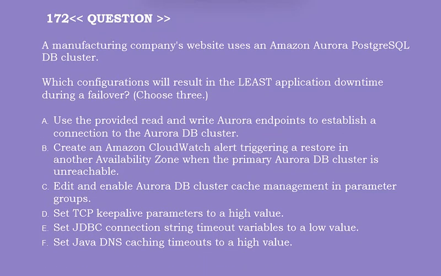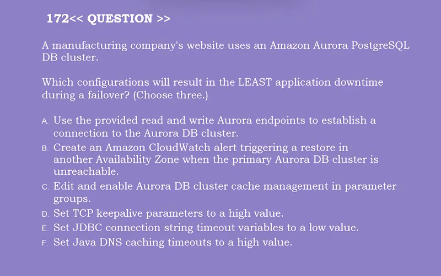Option A. Use the provided read and write Aurora endpoints to establish a connection to the Aurora DB cluster. Option B. Create an Amazon CloudWatch alert triggering a restore in another availability zone when the primary Aurora DB cluster is unreachable. Option C. Edit and enable Aurora DB cluster cache management in parameter groups.